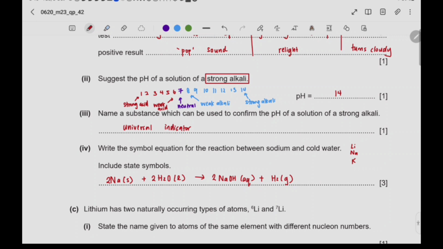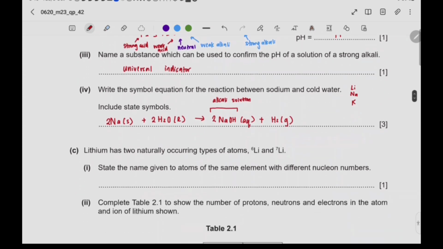Sometimes they like to ask you what solution you're getting here. You can say an alkaline solution, or you can say that you get a base solution. The reason for writing base is because the pH is more than 7.